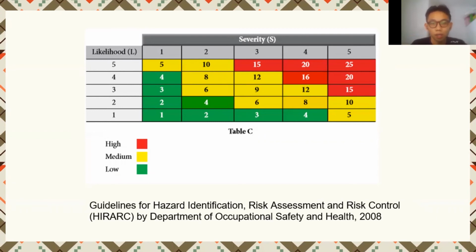The red zone indicates that the plan requires an instant action for us to counter this problem, while the medium, the yellow zone, indicates it's a medium problem, which requires monitoring and also reporting. While for the green zone, we can exercise precaution and training to counter the problems. So all these guidelines are obtained from the Department of Occupational Safety and Health Malaysia 2008.